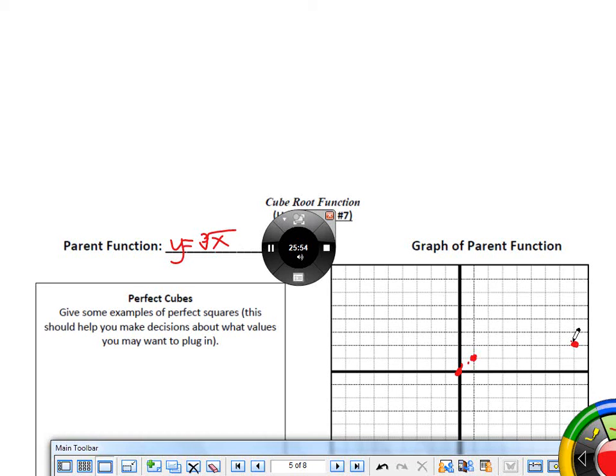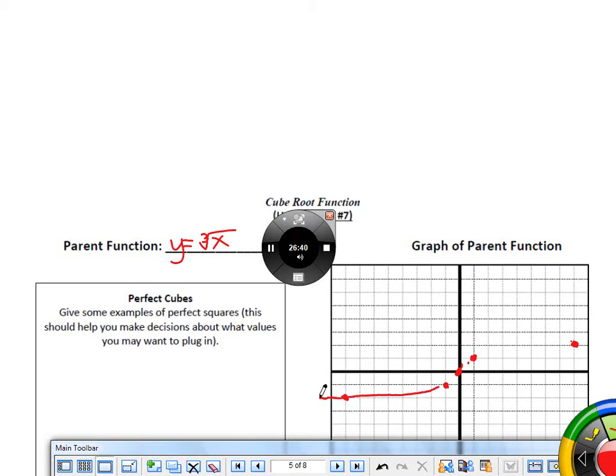Now, with the square root, we said we couldn't plug in negatives. Can we plug negatives into the cube root? Yeah, what's the cube root of negative 1? Negative 1, because negative 1 times negative 1 times negative 1 would still make negative 1. So here we can plug in negatives. What would be the next negative number that I'd want to plug in to be able to easily calculate the cube root? Negative 8, because what's the cube root of 8? 2. So the cube root of negative 8 is going to be negative 2. So 1, 2, 3, 4, 5, 6, 7, 8. Okay? And so this is what my cube root graph looks like.